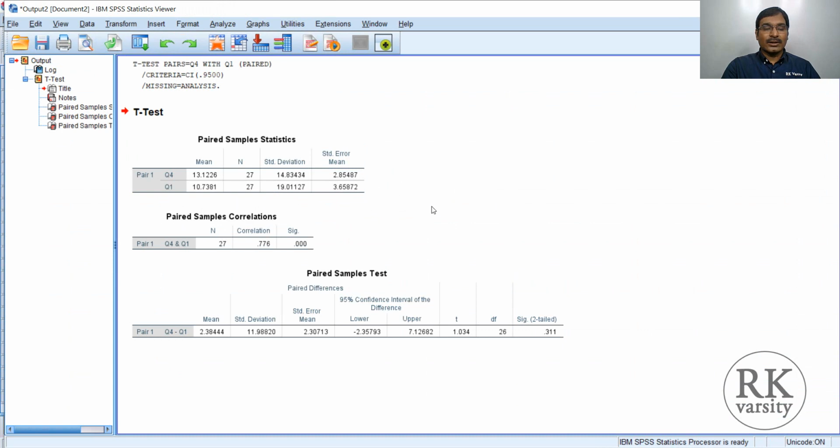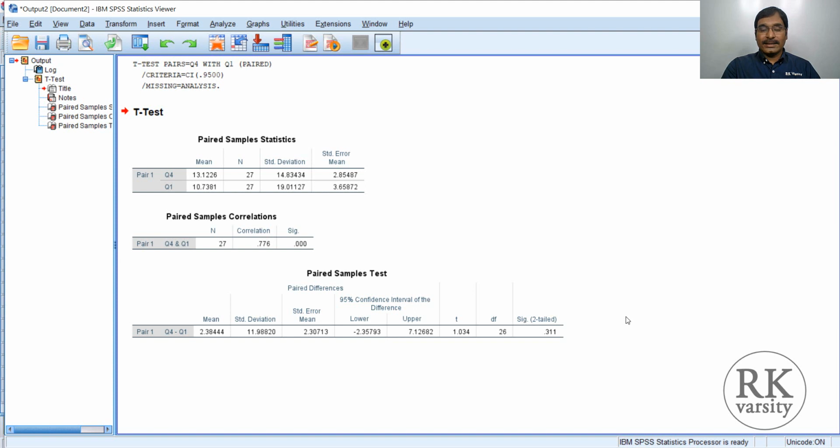So here you have the test statistics and paired correlation. Correlation is 0.77 and significance value is 0.00. We can say that there is a significant positive correlation between these two. Look at the paired sample t-test output here. So the mean is here, standard deviation, standard error, degrees of freedom, and significance value. The significance value is 0.311, which is greater than 0.05.